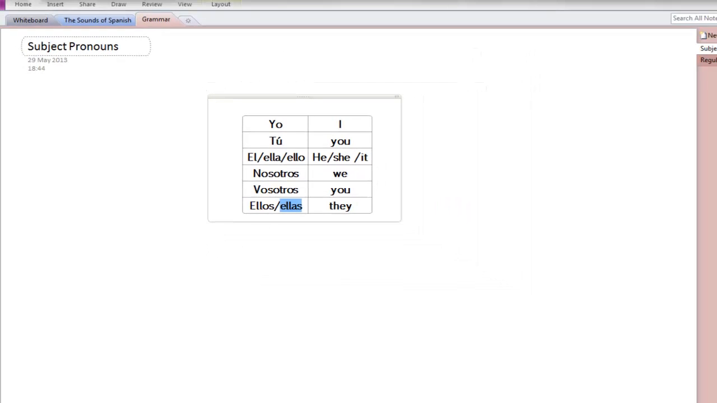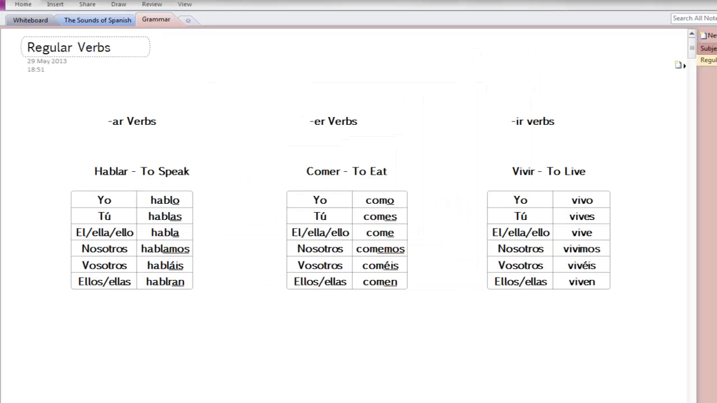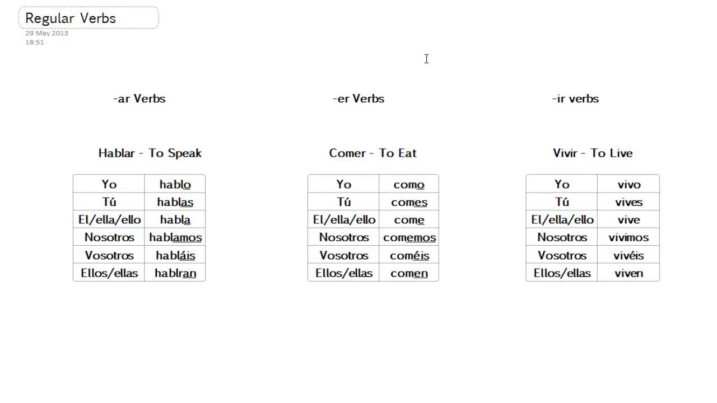We're going to look at what we call regular verbs. Oh my god, too much information, I know. But don't worry. In the last lesson, I'll call it a lesson, I have to call it a lesson, we looked at this verb, hablar, to speak.